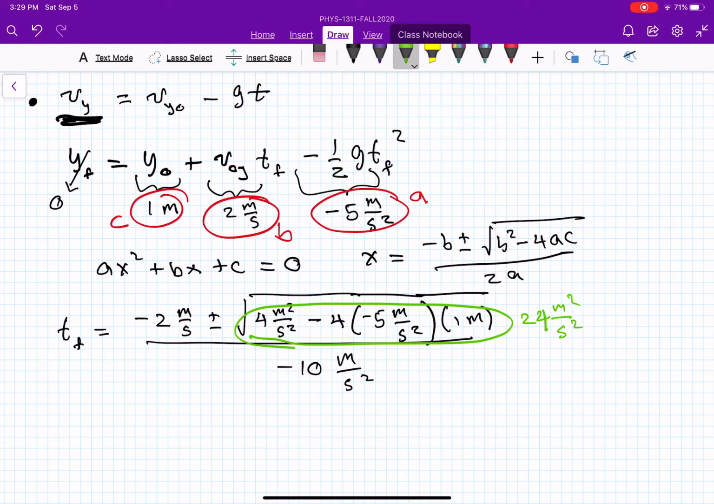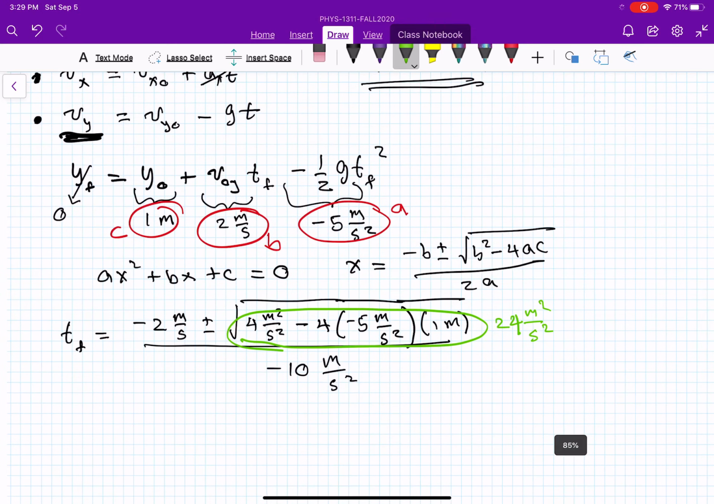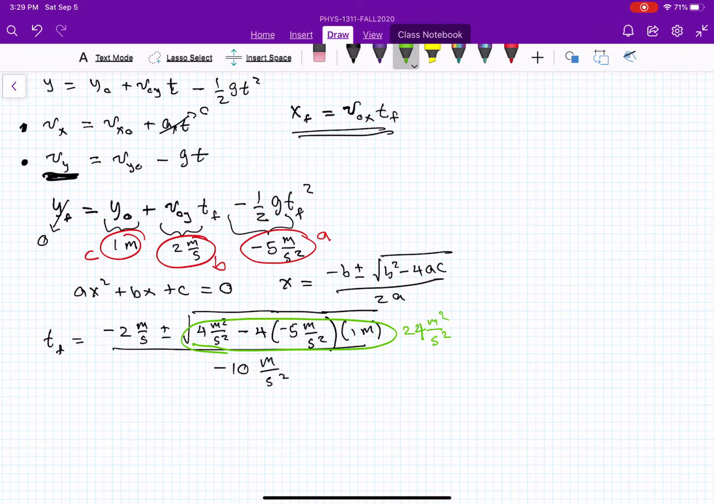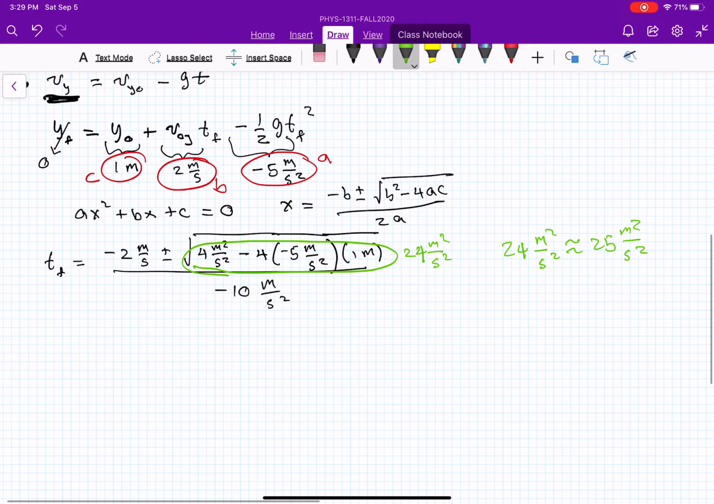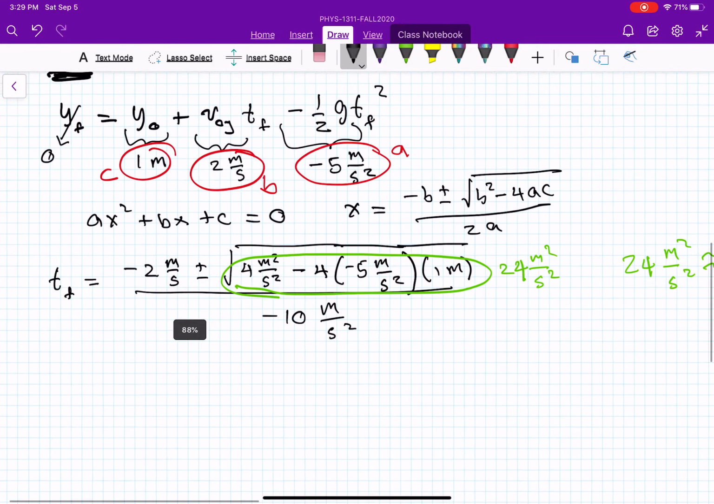I'm just doing this as an approximate example here, so I'm going to try to make this easy. I'm just going to approximate 24 meters squared per second squared as 25 meters squared per second squared, so that I can take this square root easily. 24 is almost 25. The square root of 25 is 5. And so the square root of 24 would be like 4.9 or so. And I'm going to round that up to 5 anyway. So let's go ahead and put all that in.